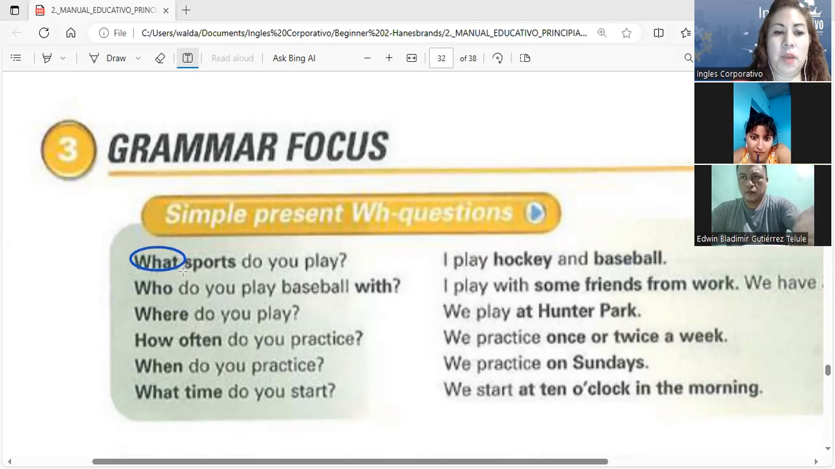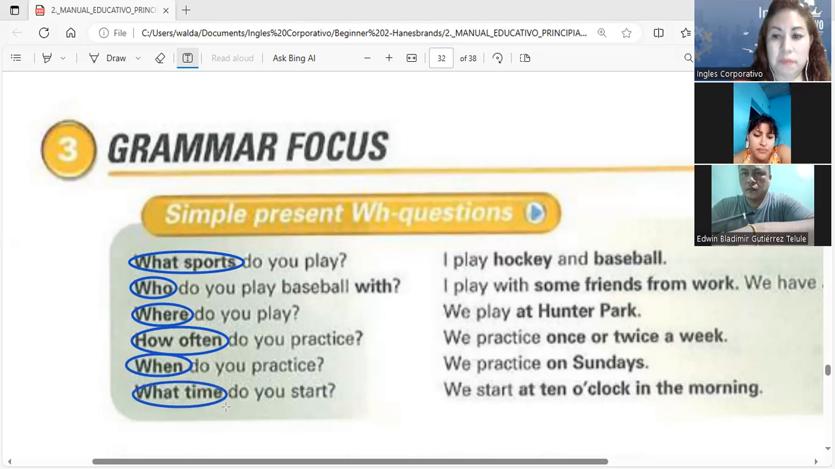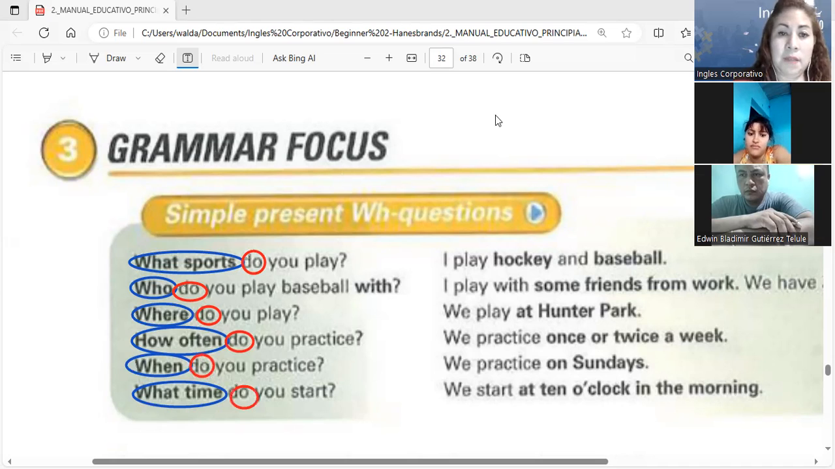So we say what, what sports, who, where, how often, when, and what time. Then we use the auxiliary. It can be do or does. In this case, we're going to be using do, because the subject is always you in these sentences.